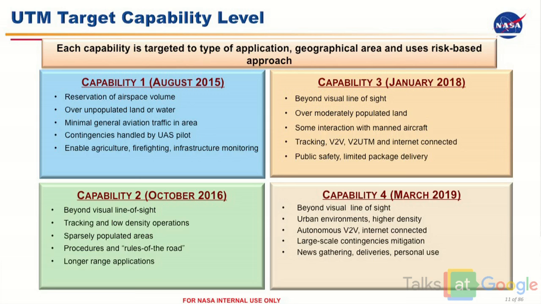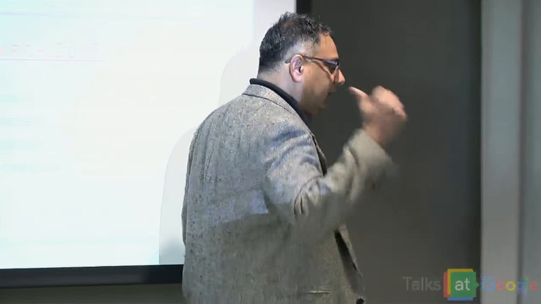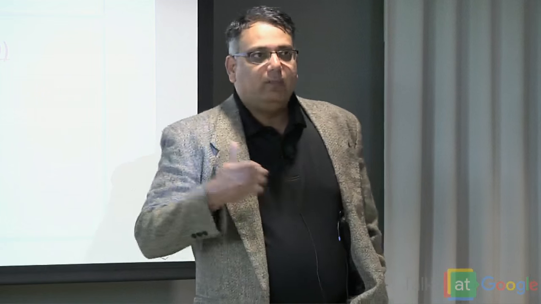Then we have four technical capabilities, the way we envision going about doing this. It's missing this, which is interesting, but nonetheless, we finished that capability, so it's less important. We finished that demonstration. The way we go about doing this is a crawl, walk, run strategy. The idea is that each capability targets different types of application, geographical area, and the risk associated with that.